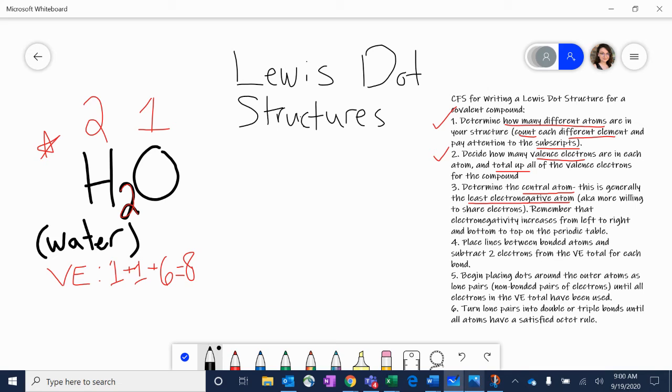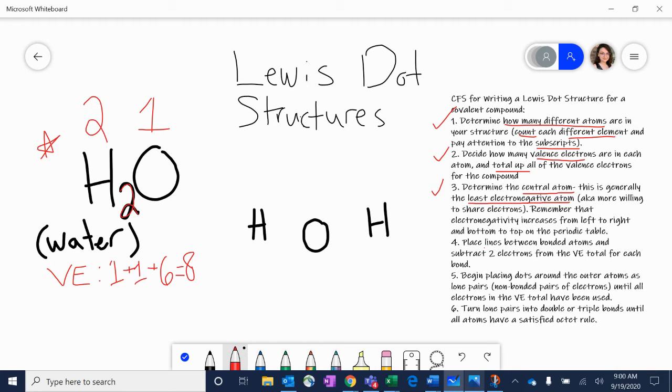And the other rule of thumb is if you have one of one type of atom and multiple of another, put the one where there's only one of them in the center. So I'm going to go ahead and draw my oxygen in the center and my hydrogens off to the side. All right, so I've done that step.